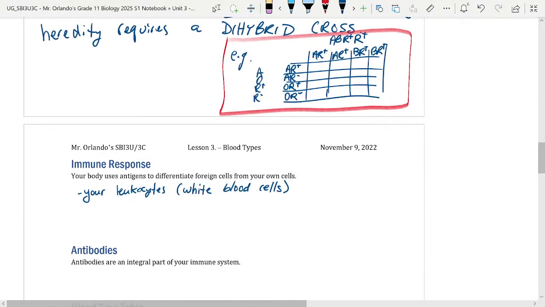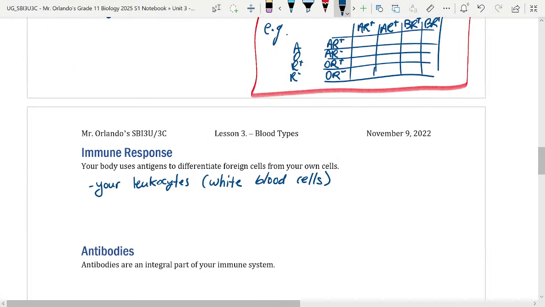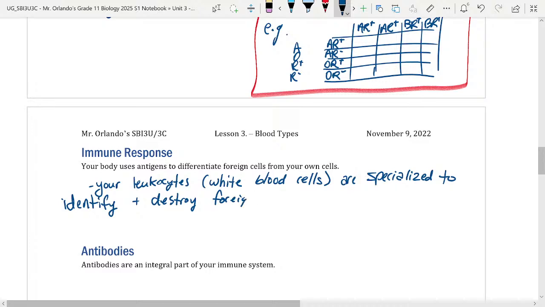Okay, so we are going to move on now. Your leukocytes, your white blood cells, are designed to identify and destroy foreign cells. I shouldn't say designed, I should say specialized. See how easily we slip into anthropomorphic language. They are specialized to identify and destroy foreign cells. This includes incompatible blood cells.